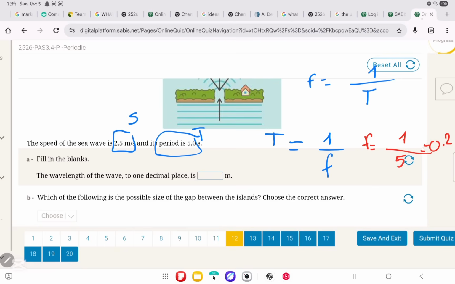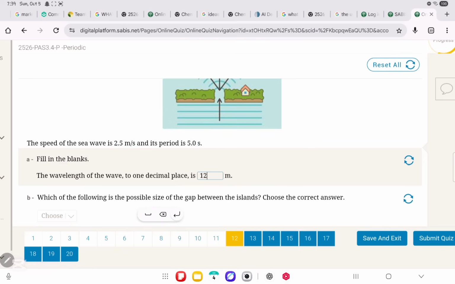So very simply, they want us now to find the wavelength lambda of the wave. What's it going to be? It's going to be the speed, which is 2.5, over the frequency, which is 0.2. And this is supposed to yield us an answer of 12.5 meters. So very simply, it's here, 12.5 meters.